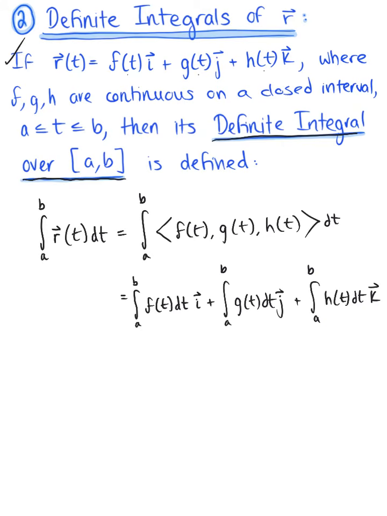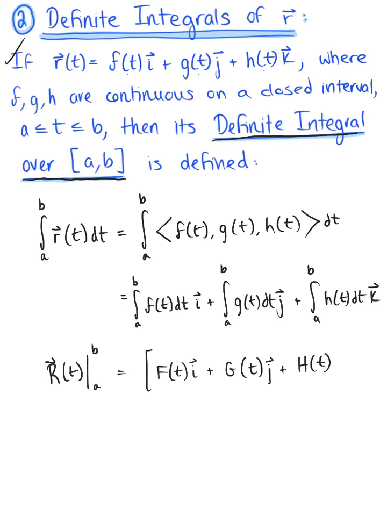And so after integration, we are left with that antiderivative vector, capital R of t, but this time we are evaluating this from a to b. So this is going to leave us with the following. We have the antiderivative of f times i hat plus the antiderivative of g, j hat, plus the antiderivative of h, k hat. And we evaluate this from a to b. So we can even take this one step further and think about this as the difference of these two vectors.